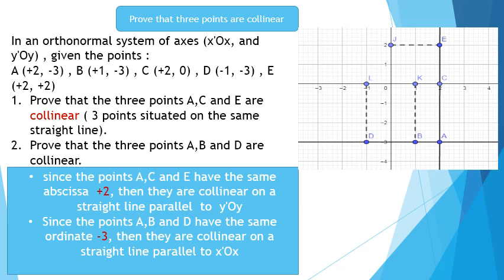Okay? Now, how to prove that points A, B, and D are collinear? They don't have the same abscissa, but they have the same ordinates. A belongs to a line which has ordinate of -3. The ordinate of B is -3, the ordinate of D is -3, so I say that since the points A, B, and D have the same ordinate which is -3, then they are collinear on a straight line parallel to x prime x.